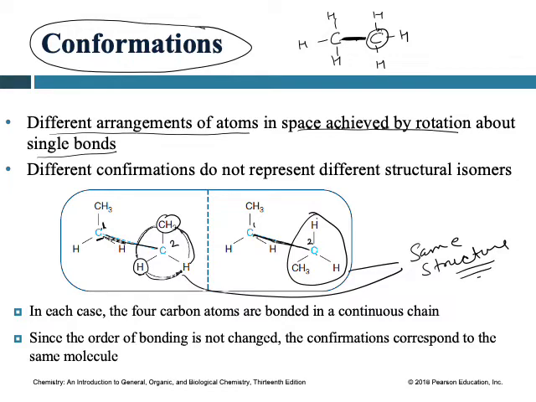So they are not different structures, because if you rotate one more time, CH3 will come over here. If you rotate one more time, CH3 will again come on the top. So if the connectivity between the carbons is the same, that means they are not isomers, they are conformers.